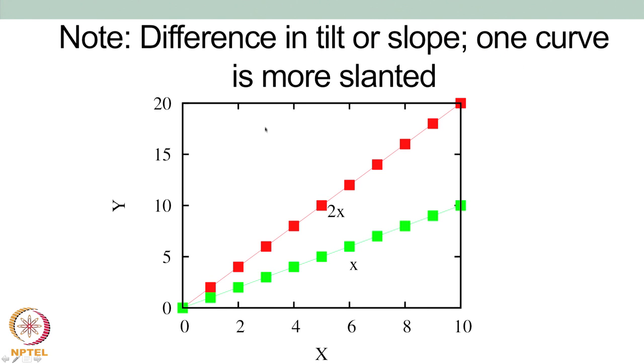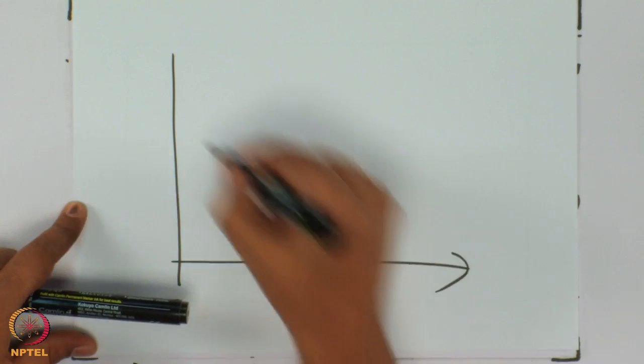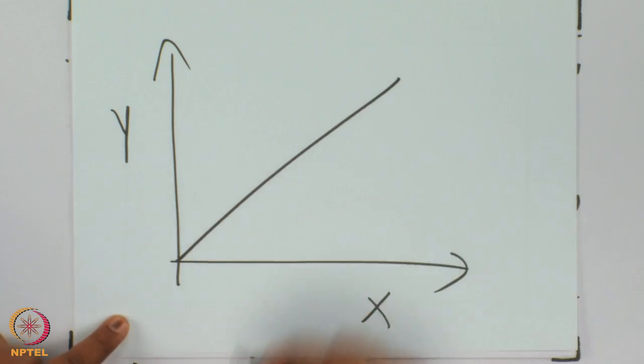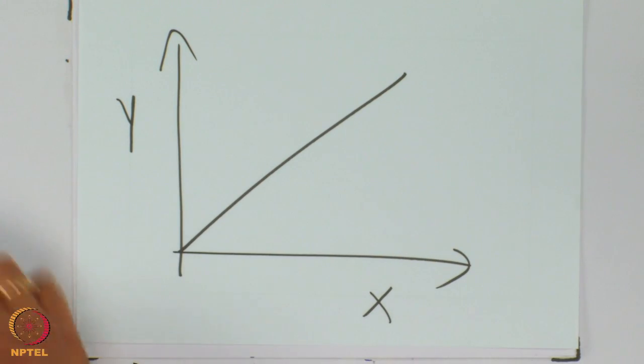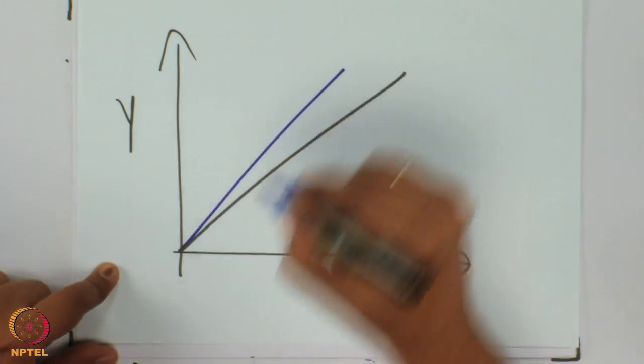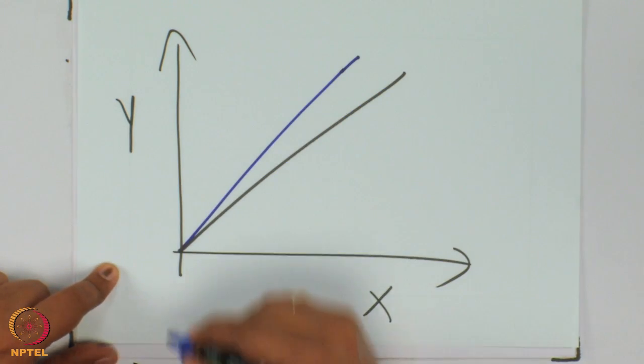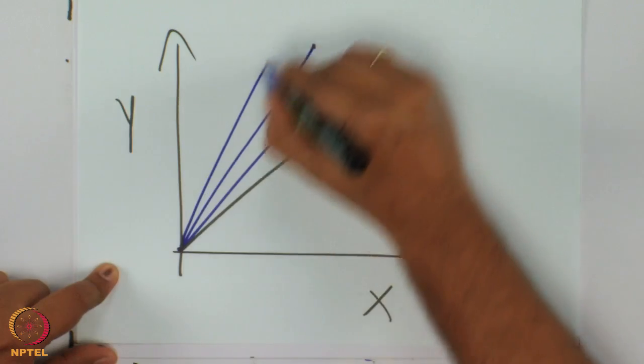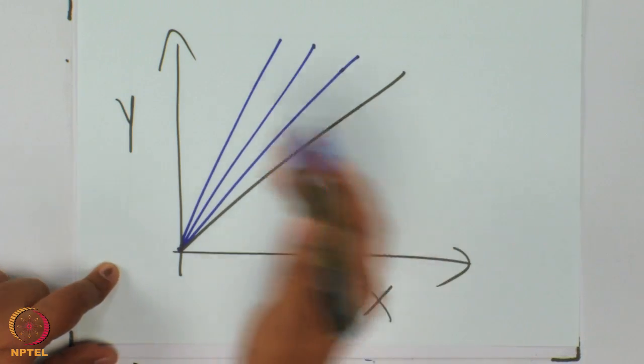We can note that the difference is basically in the tilt, the slope or the slant. One line is more slanted than the other. So, if you plot, with x and y, first we have, let us say, y is equal to x, and we said y is equal to 2x is slightly more slanted than this, and y is equal to 3x, try plotting, would be more slanted, then 4x, right.